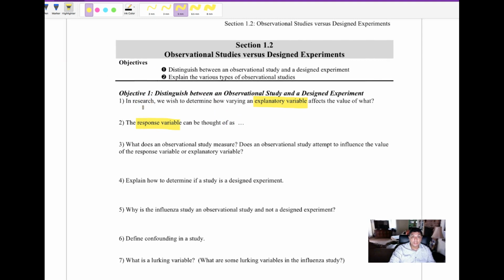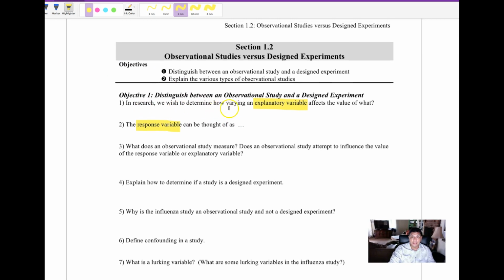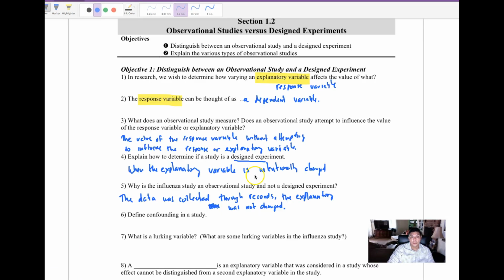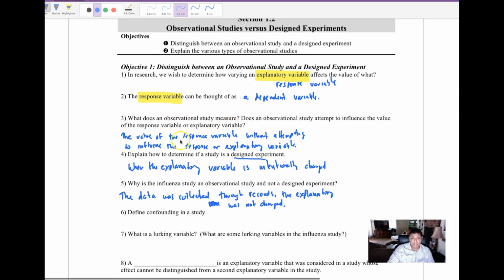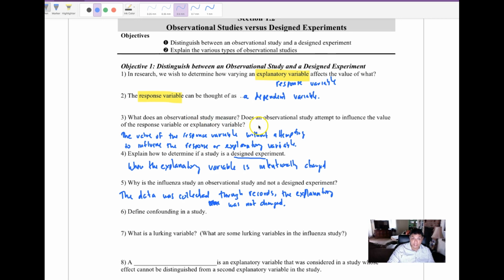Looking at our notes, we have some questions to answer. In research, we wish to determine how varying the explanatory variable affects the value of what? In this case, it'd be the response variable. I'm going to fill in some of these, but look at those questions before you write them down. So now that you had a chance to look at some of these questions, what does an observational study measure? It measures the value of the response variable without attempting to influence the response or explanatory variable. We just observe the data.